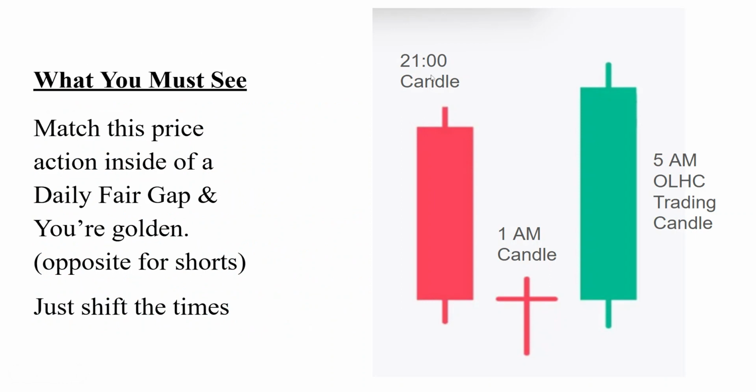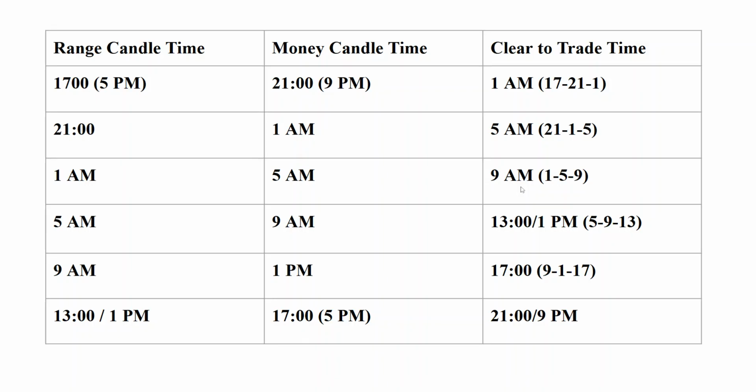So this could be like a 2100 range candle, a 1 a.m. candle here, and then the 5 a.m. open high low close where you're trying to enter down here in the bottom below the open or around the open price before this price expands to the upside and closes out the range. So all you're looking for is this pattern inside the daily fair value gap. So these are the range candle times, money candle times, and clear times to trade.